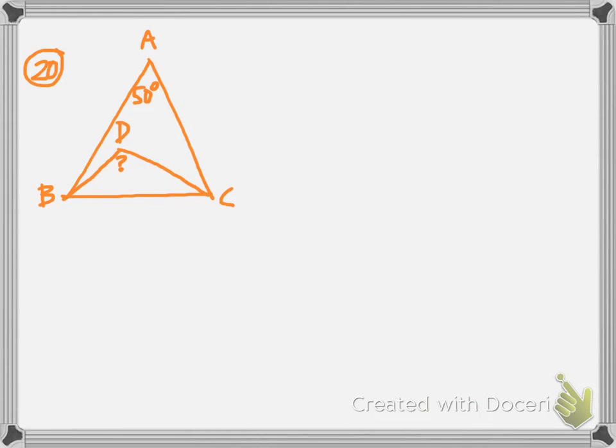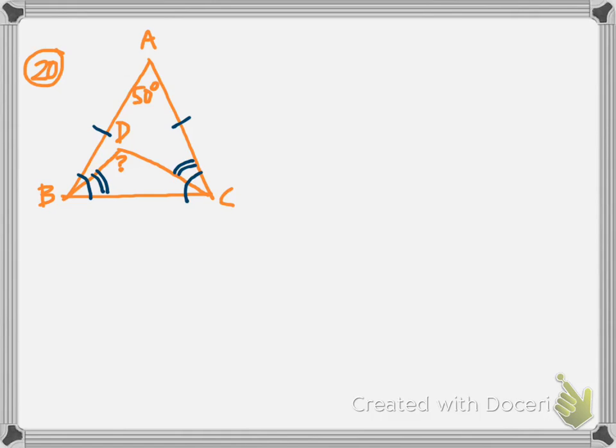Number 20 tells us a few things. It tells us that AB is congruent to AC, which means triangle ABC is an isosceles triangle. And we know that these two base angles should be congruent. We're also told that angle DBC is congruent to angle DCA. DBC is this one, DCA is that one. And we're told that the measure of angle A is 50. We need to find the measure of angle BDC.